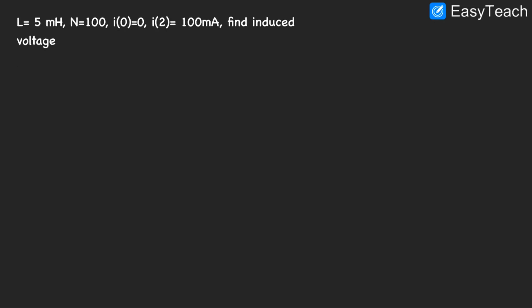So our next problem says we have an inductor of inductance 5 millihenry. It's got 100 turns and the current starts at 0, so we have 0 current, and at the end of 2 milliseconds it is 100 milliamperes. So we have a change in current. Alright, so let me write it down. So our di in 2 milliseconds is 100 milliamperes. So it goes from 0 to 100 milliamperes. And we need to find what is the induced voltage.